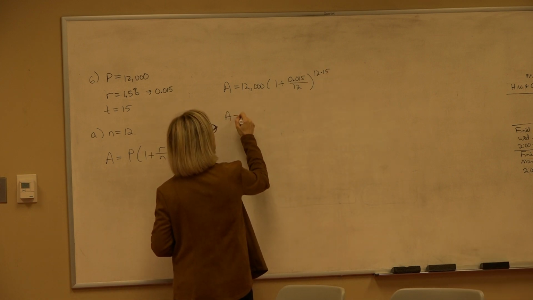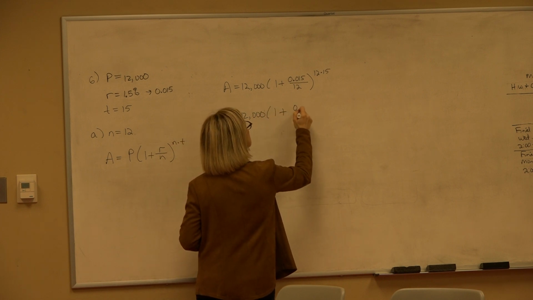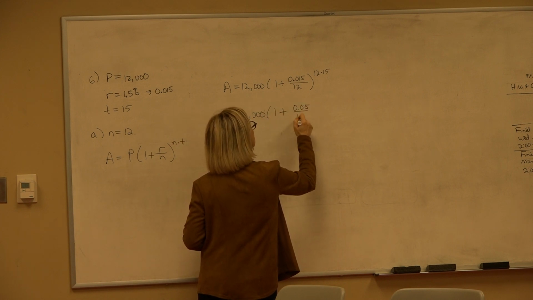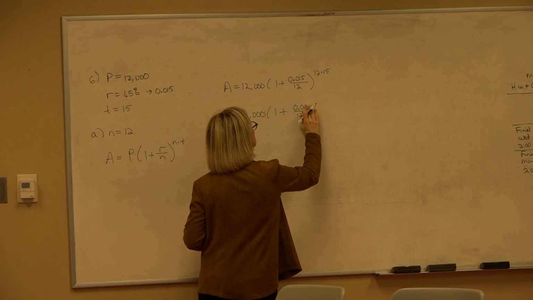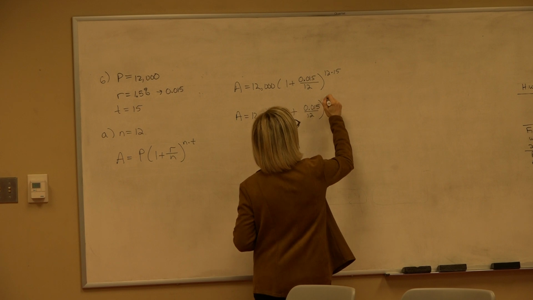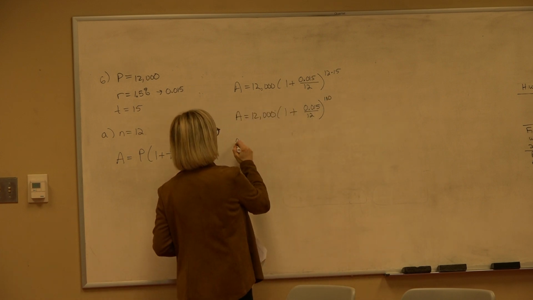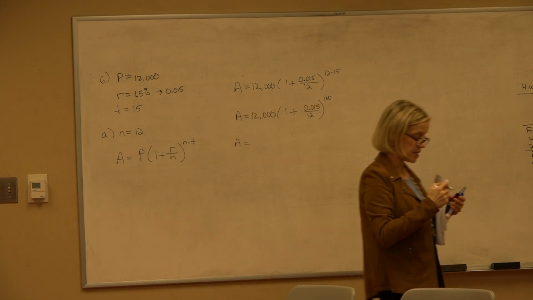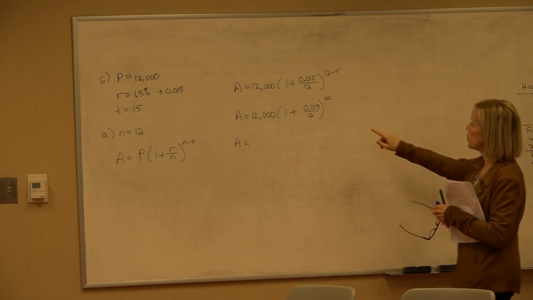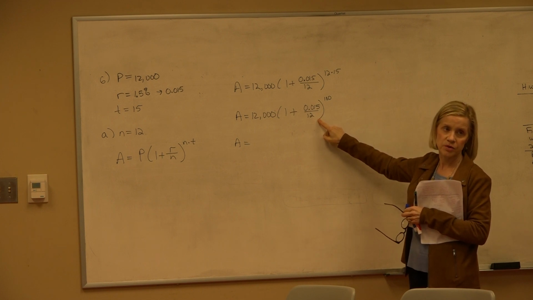So simplifying the power there, 12,000 times 1 plus 0.015 over 12, to the power 12 times 15, which gives you 180. So you're going to put that in the calculator. If you have trouble putting that in the calculator, see me about this, but you're going to first divide 0.015 divided by 12, hit equals.